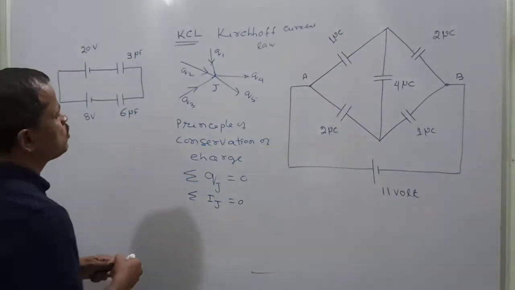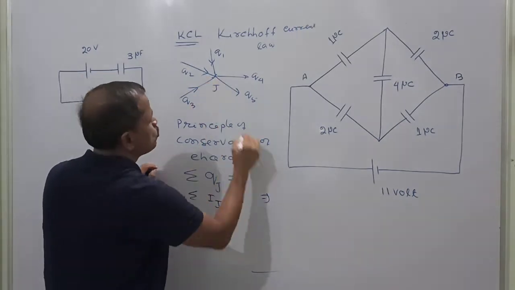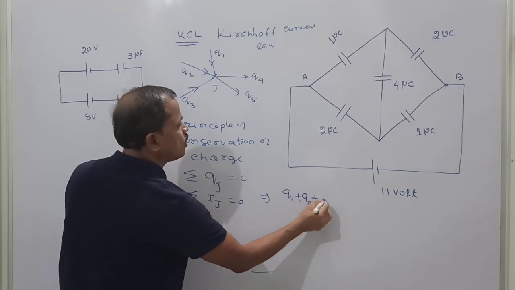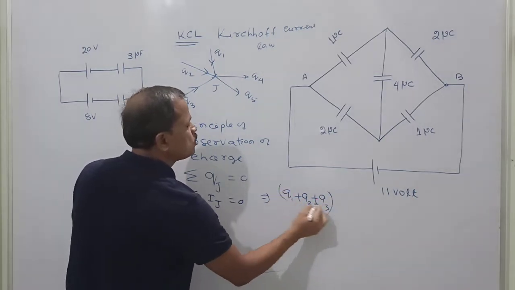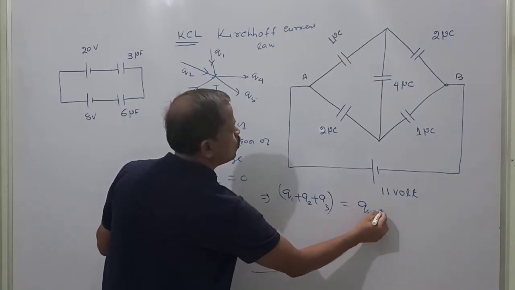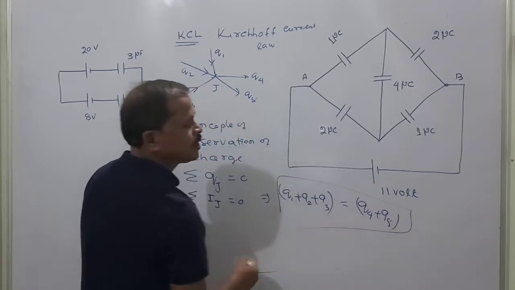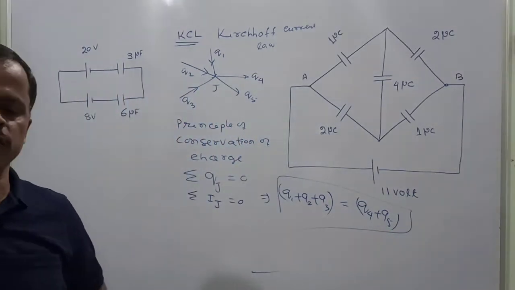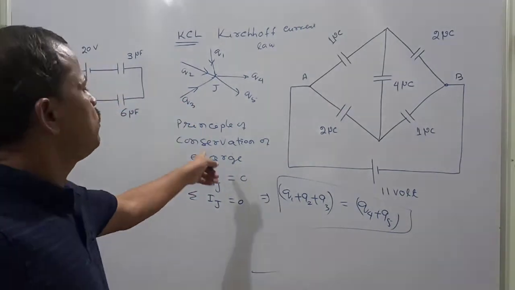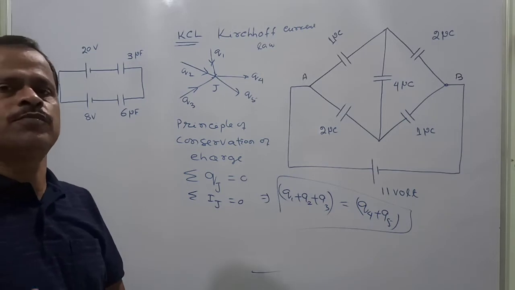This expression shows how much charge is coming: Q1 plus Q2 plus Q3 must be equal to the charge going out of the junction, that is Q4 plus Q5. So this is the implementation of Kirchhoff's first law. It is very simple, based on the principle of conservation of charge. Please note down. Then we will go to Kirchhoff's voltage law, that is Kirchhoff's second law.